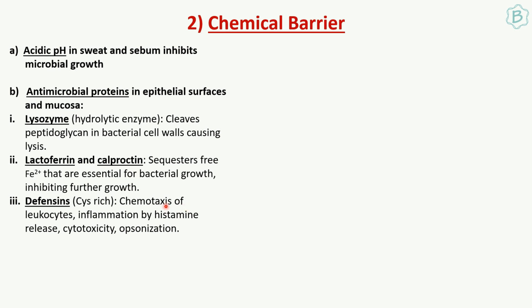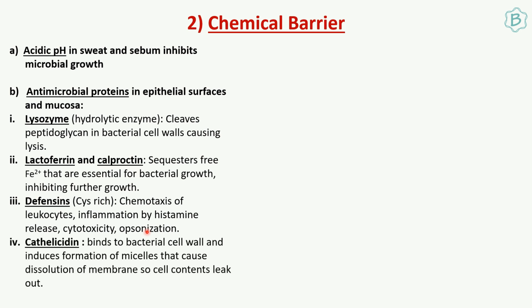Then there is inflammation by histamine release from mast cells. We would be looking at this in further detail in the next video. Then there's cytotoxicity, which of course would directly kill the cells. And then there's opsonization. So, opsonization will be studied under the third type of barrier, which is the soluble effector protein. Over there, we will see exactly how this process takes place.